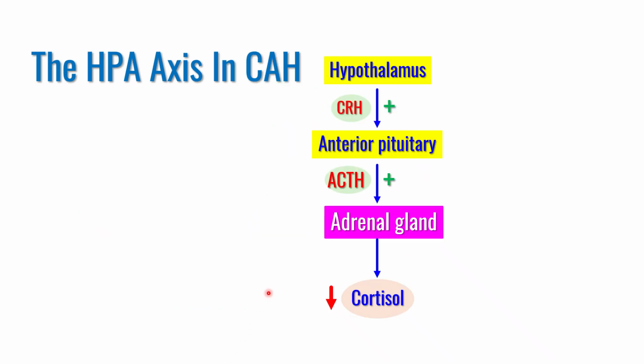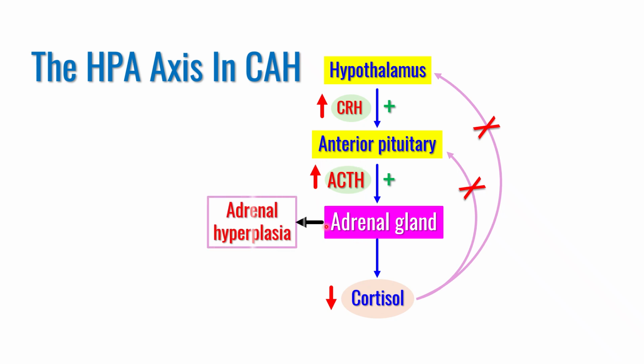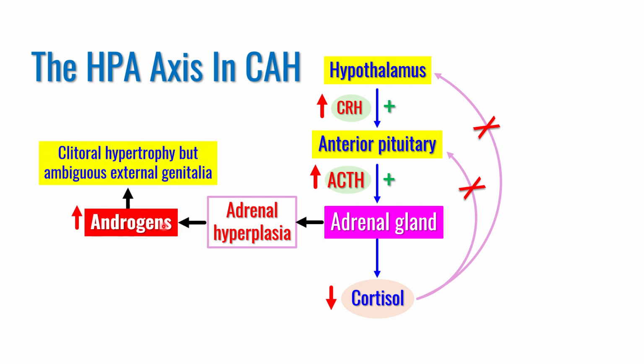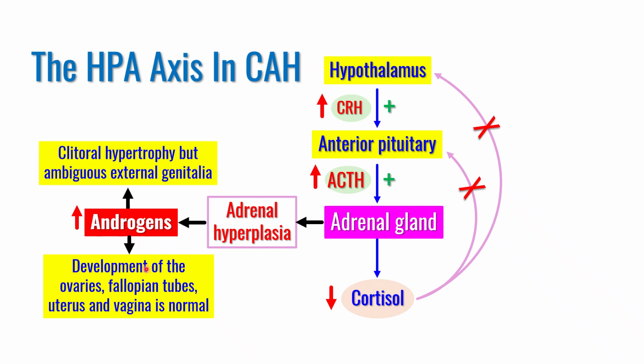Let us discuss the HPA axis regulation in CAH. In CAH, cortisol concentration is decreased significantly, which disrupts the feedback regulation of the HPA axis, leading to a consistent increase in ACTH, which causes adrenal hyperplasia and excess production of androgens by the adrenal cortex. This causes abnormal development of external genitalia, including clitoral hypertrophy, resembling the penis but ambiguous. However, the development of internal reproductive organs such as ovaries, fallopian tubes, uterus, and vagina is normal.